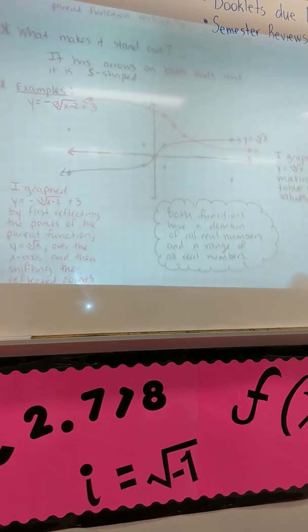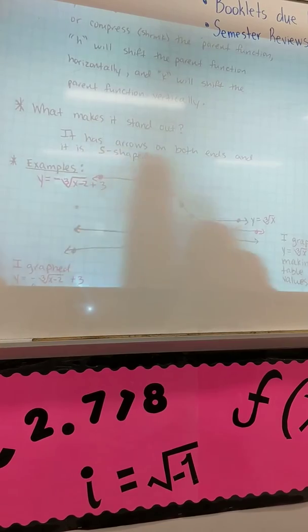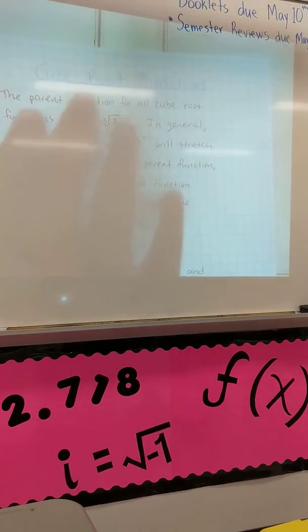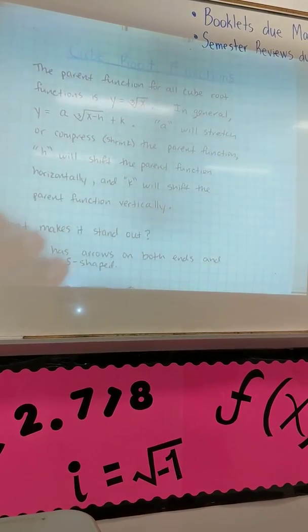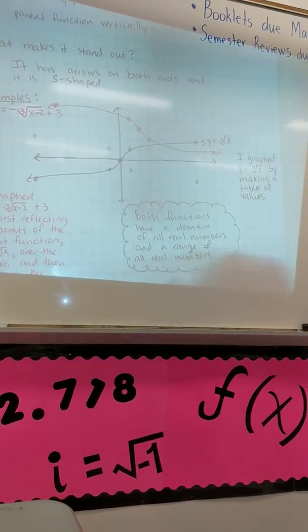Same thing with cube root. I put what makes it stand out. I said it has arrows on both ends. It is S-shaped. I gave an explanation about what cube root functions look like. I gave the domain and range.